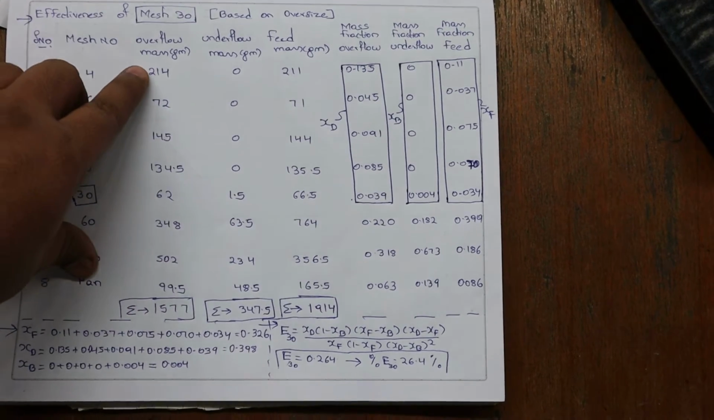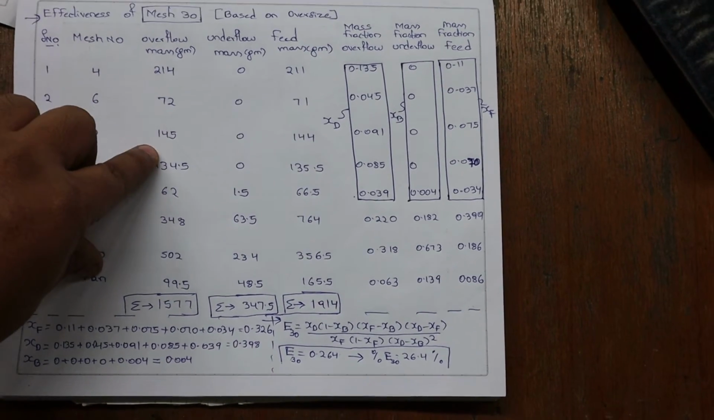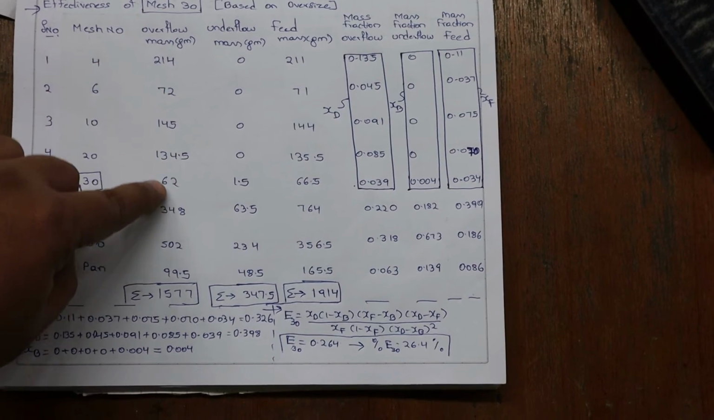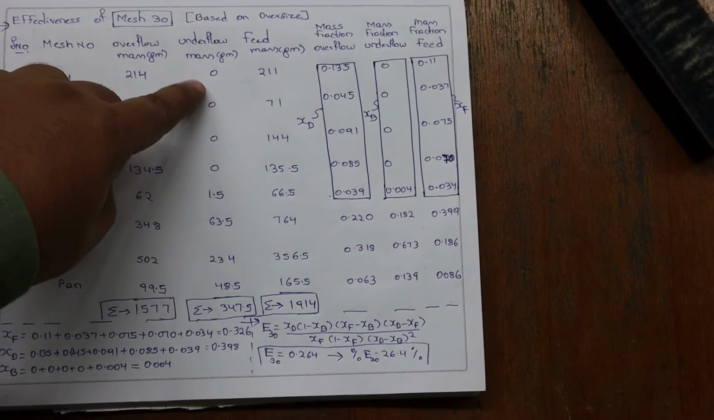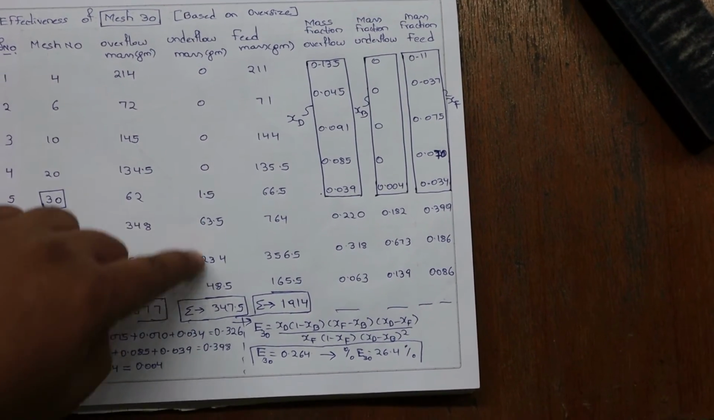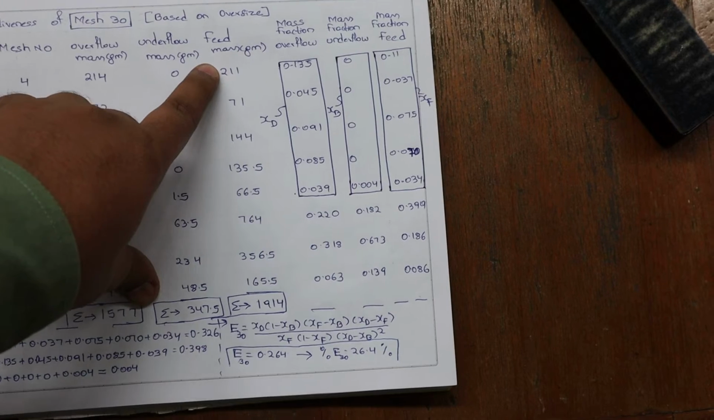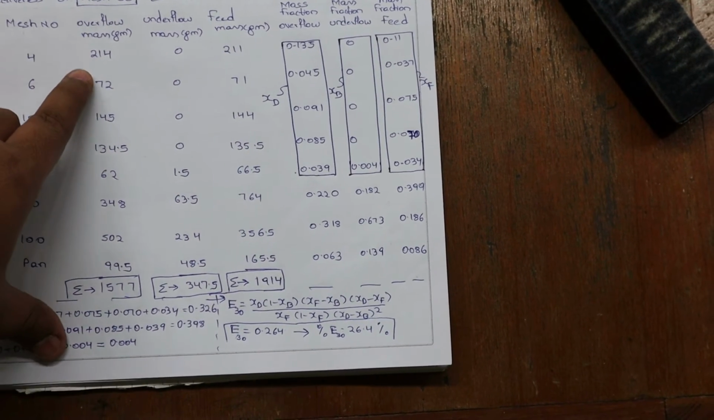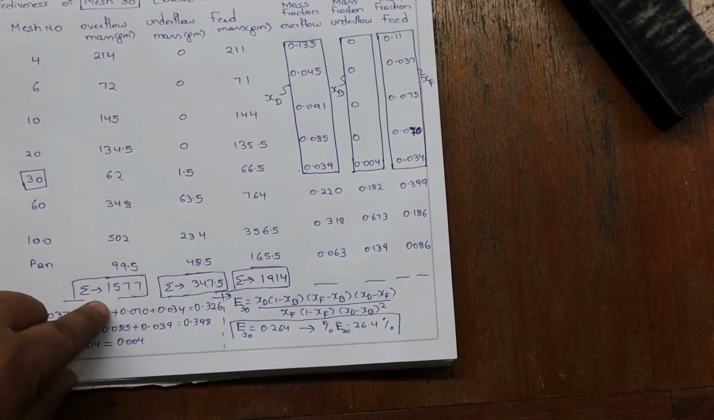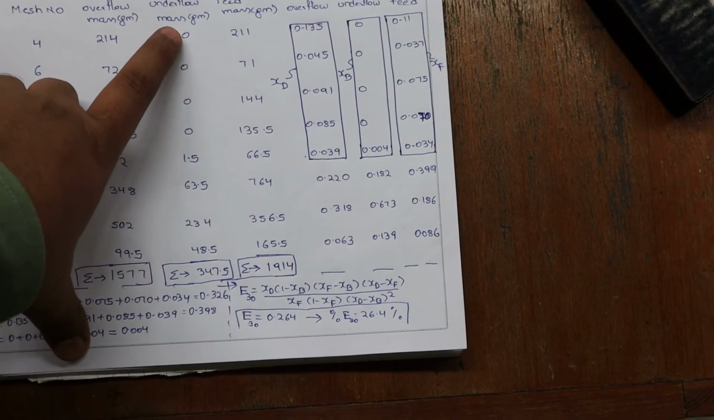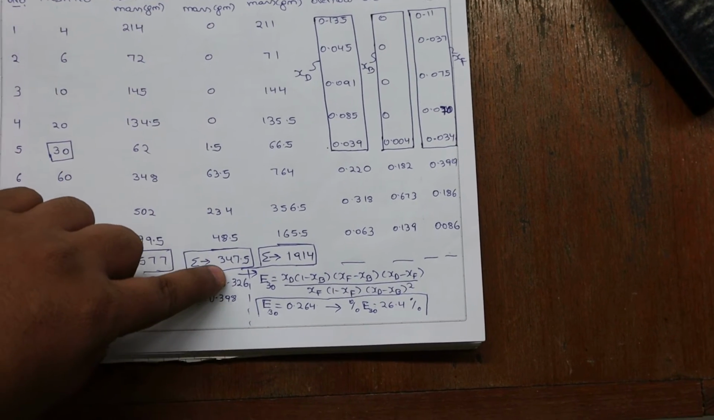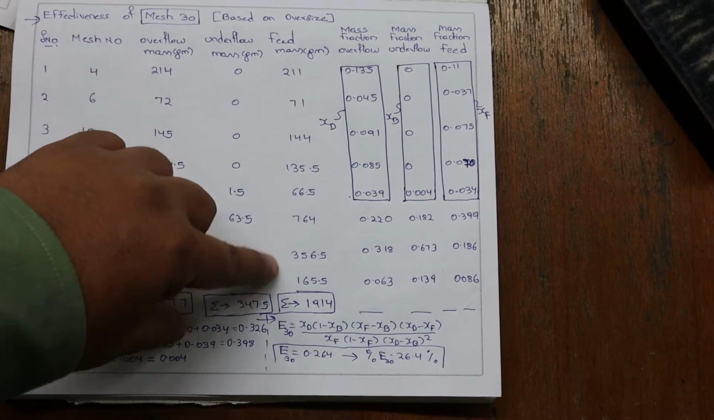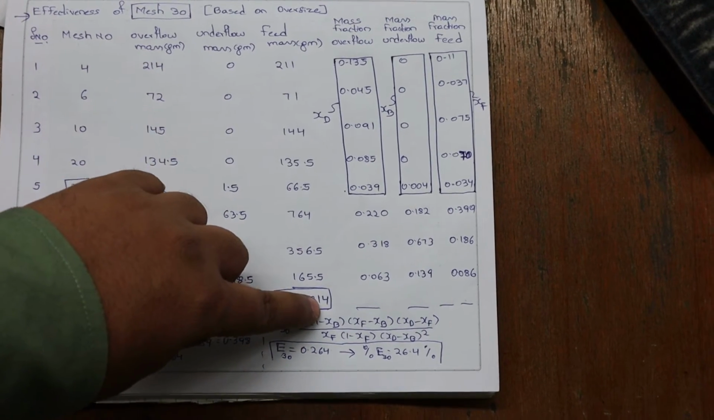These are different masses of particles residing on each screen. So during the overflow, this is the mass, during the underflow analysis, this is the mass, and during the feed, this is the mass. The sigma, the summation of all the masses of overflow, is 1577, the summation of all the underflow is 347.5, and the summation of all the feed is 1914 grams.